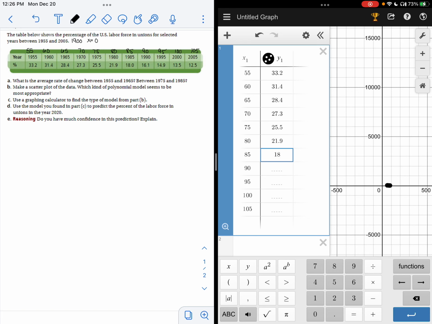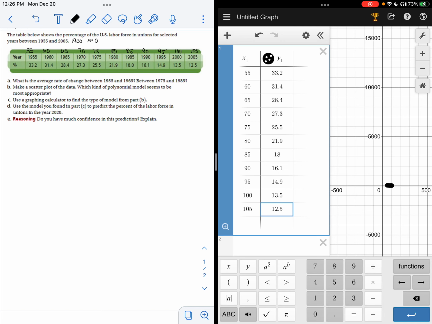Hopefully, maybe you're trying it on your own. I do notice that these are decreasing. 14.9. I would ask that you do this with me, as much fun as it is watching me struggle my way through this. All right, I think I got them all in there. I'm just going to double check. 33, 31, 28, 27, 21, 18. Okay, I think they're all good.